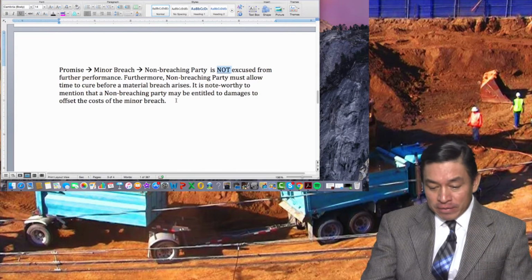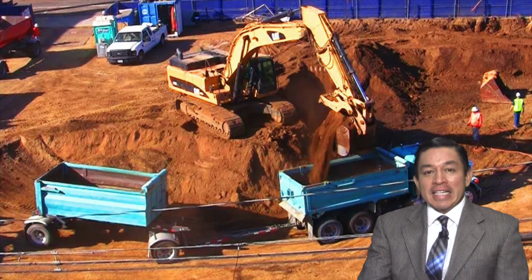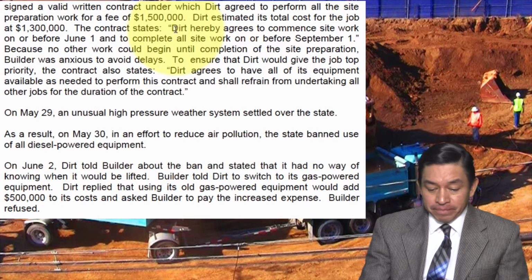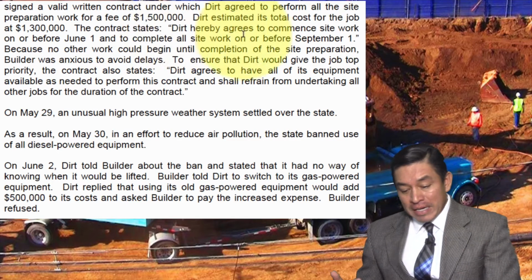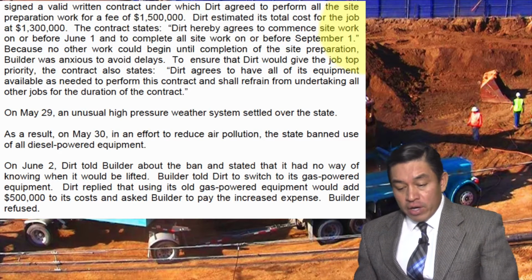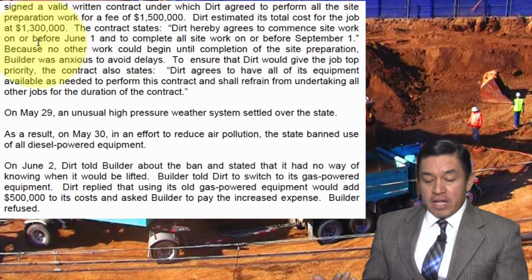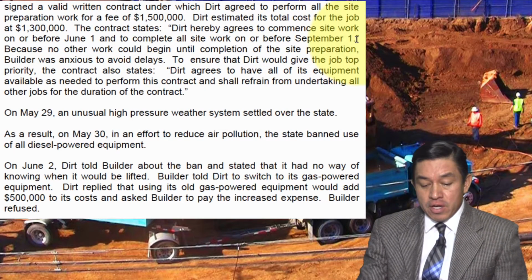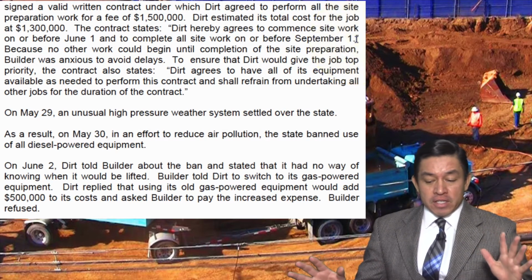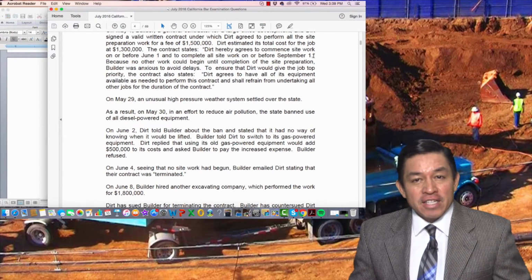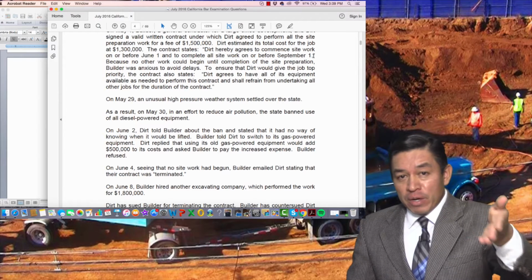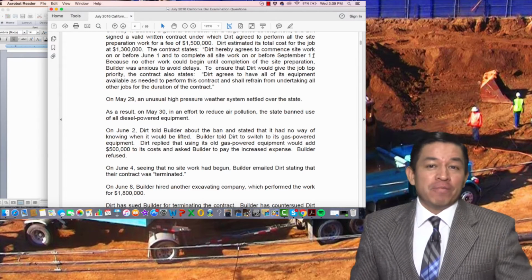But what do we have here? Let's see what we had here. We're looking to see if there's a condition or a promise. It says Dirt hereby agrees to commence site work on or before June 1st and to complete all site work on or before September 1st. There's no language that says provided that or on condition that, so it does seem as if we have a promise here, and that's going to be very important later on when we get to the area of breach.